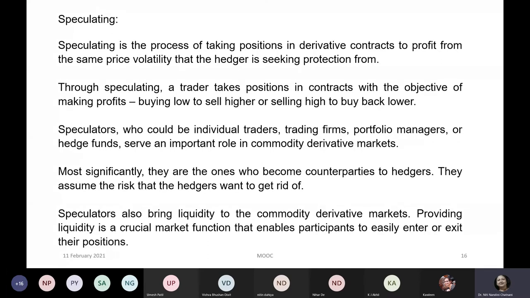That we cannot help. But if it is causing you an inconvenience, you can pass on the volatility problem of commodity prices to us. So speculators are very important counterparties to hedgers. But we are not talking about speculating. We are talking about hedging today. However, I do want to spend 2 minutes to tell you about speculating.